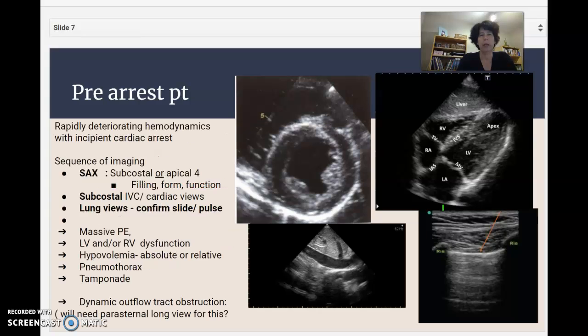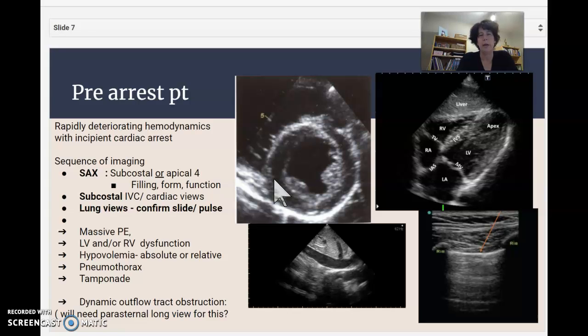So what does a pre-arrest scan look like for me? Rapidly deteriorating hemodynamics with incipient cardiac arrest. I will start with a short axis. A short axis looks something like this, and you can get that either from your parasternal or you can get it from a subcostal. That's a bit more of an advanced POCUS, but probably something I would suggest that you try and learn.